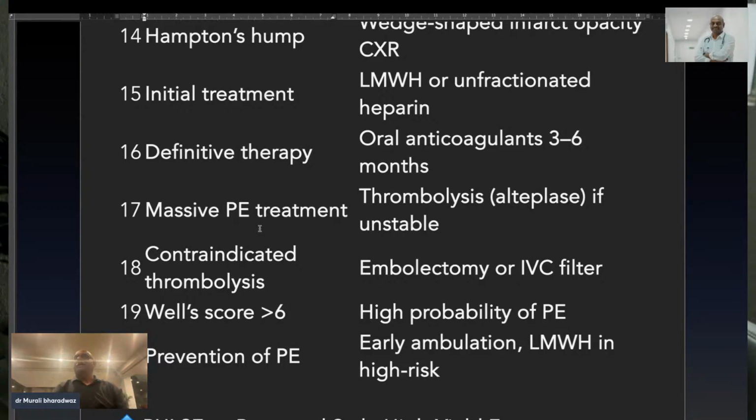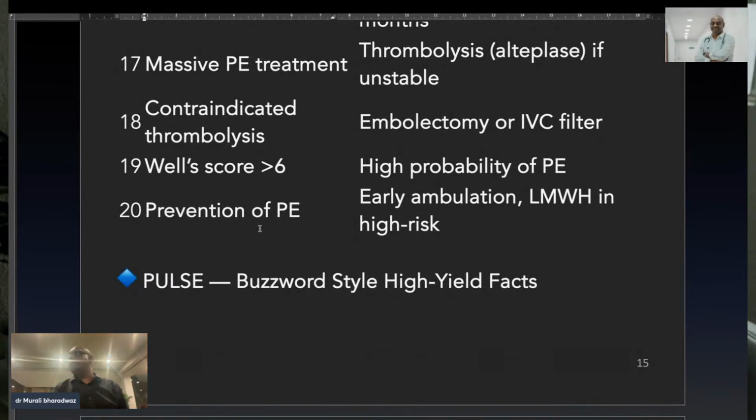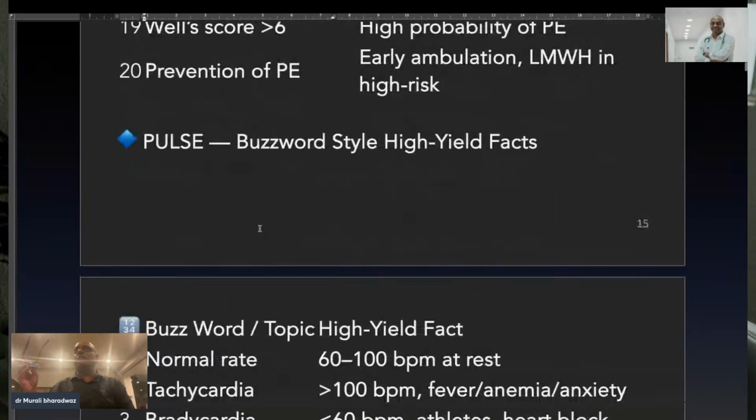Another thing you can do, for those who can't be given thrombolysis, is embolectomy. Nowadays, with intervention, you go through the vessel and remove the embolus. Or you put an IVC filter to prevent further embolism. So what is the score? There's a score called Wells score. More than 6 is high probability of PE. Prevention of PE is early ambulation.